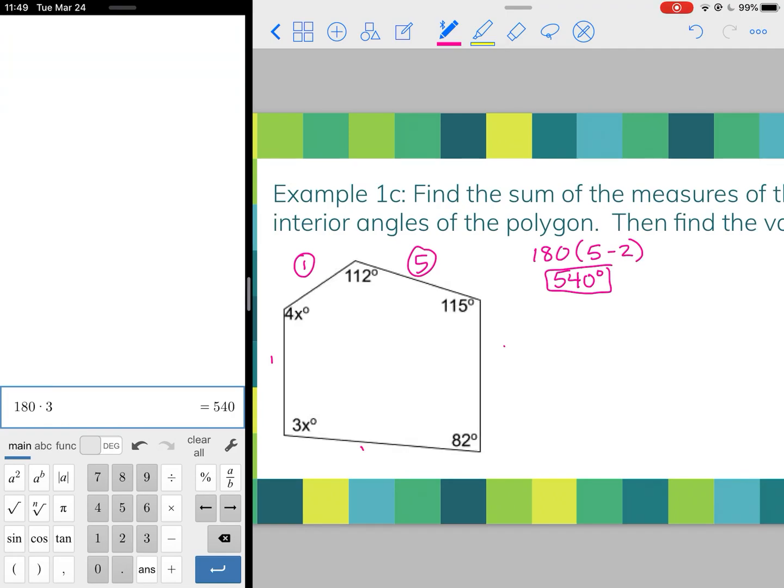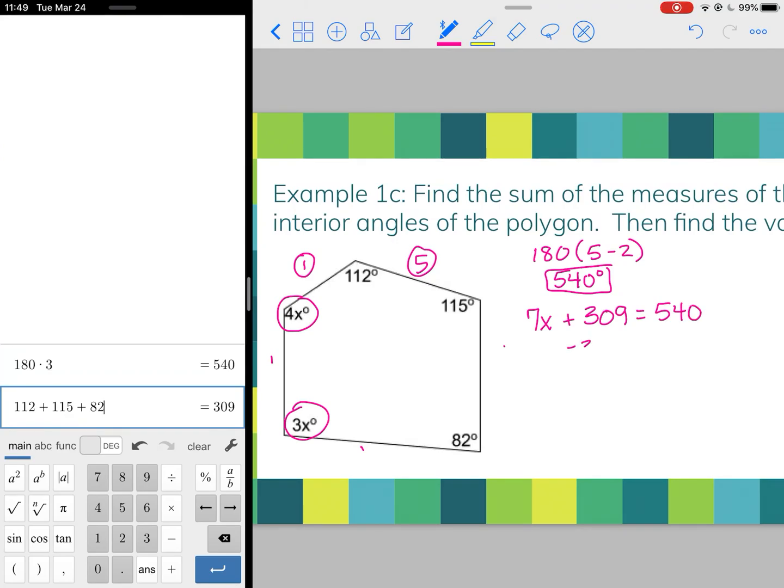I'm going to set up an equation to solve. Here I have two things that have x's in them. I need to combine those. So 4x plus 3x is going to be 7x. Then I'm going to add up those other three angle measures. So 112 plus 115 plus 82, which is 309. So 7x plus 309 equals 540 degrees.